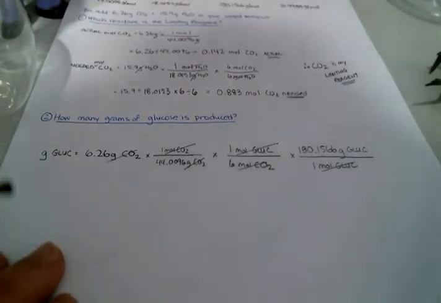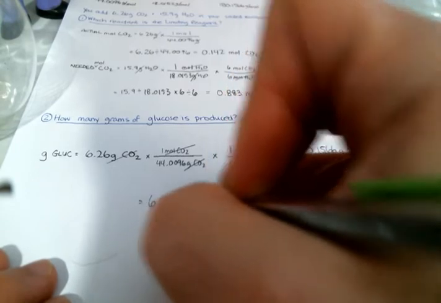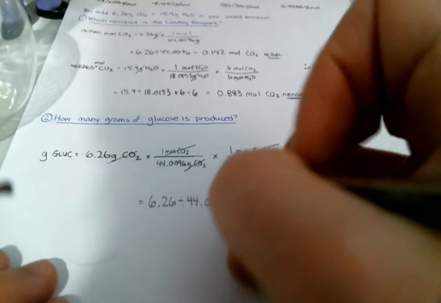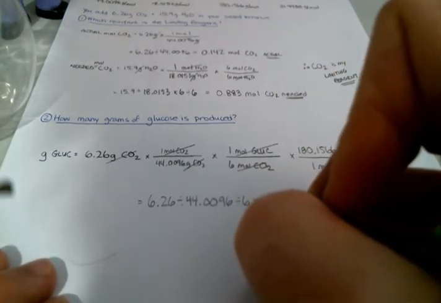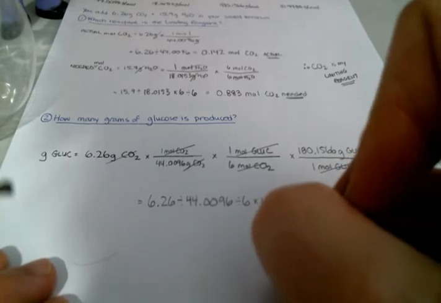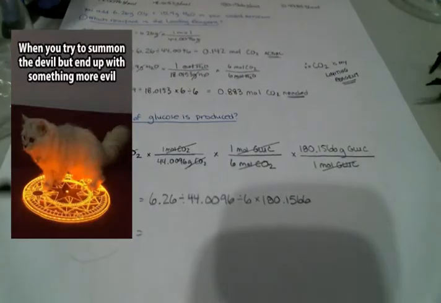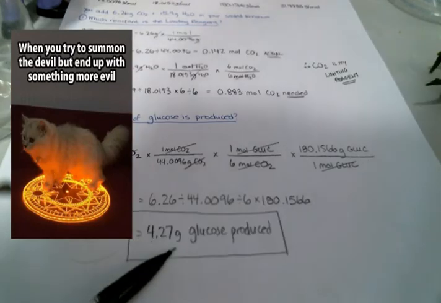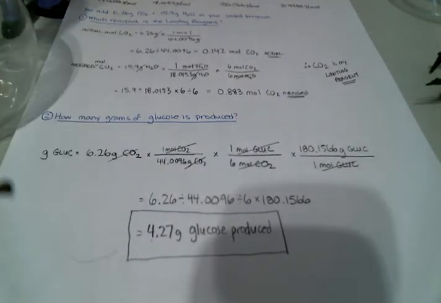Great. Now the last step is to do all the math. That's 6.26 divided by 44.0096 divided by 6 times 180.1566. There are a lot of 6's in here. I hope that's not a sign. I'm going to magically have the answer pop up right here. There it is. 4.27 grams of glucose is produced in this reaction. And that's the end of it.